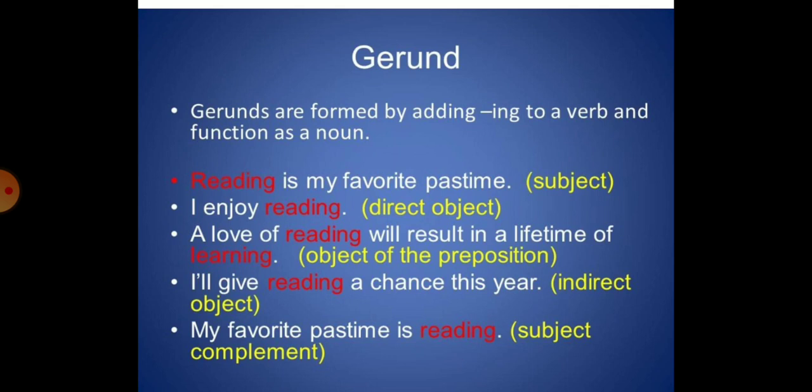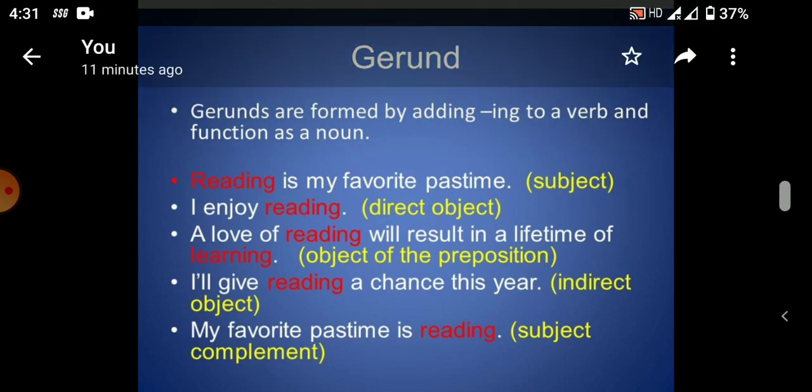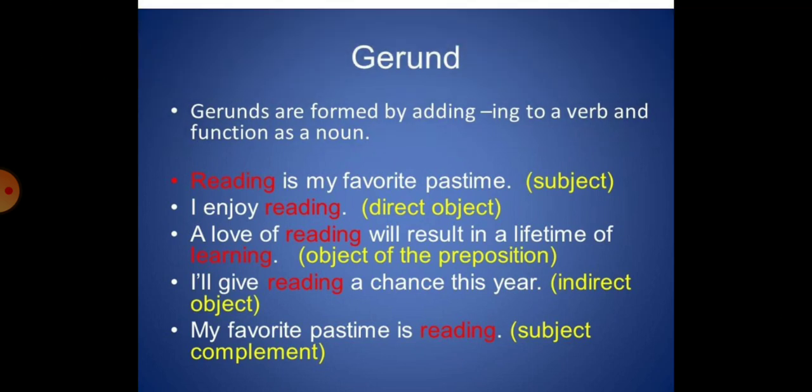But if I say I am reading, in this sentence reading is not a gerund because here the word reading is working as a verb. In the first slide we saw that a gerund works as a noun: subject, direct object, and so on. When it comes like this, then it is called a gerund. If it works like a verb, then it is not a gerund.